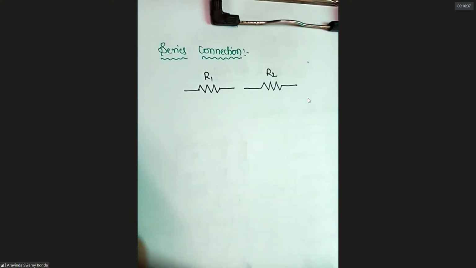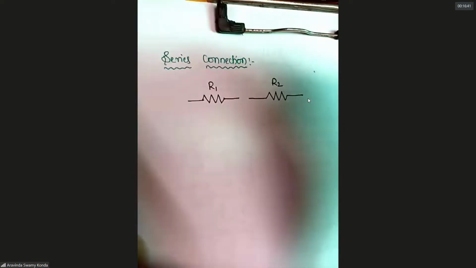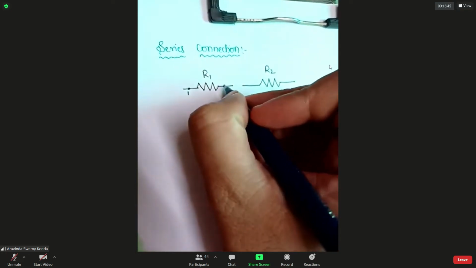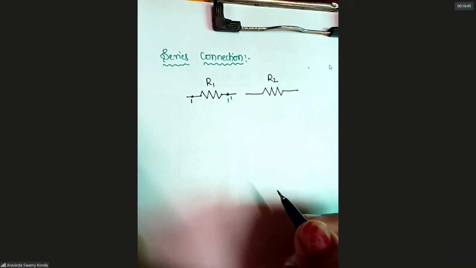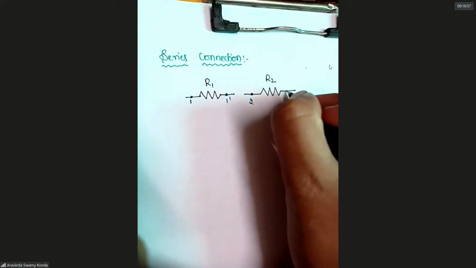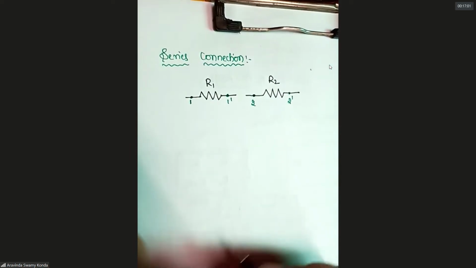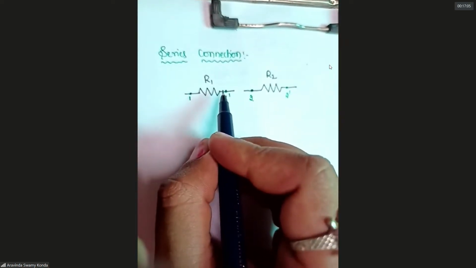Each and every resistor has two terminals. This is the first terminal and this is the second terminal of the first resistor, which we will indicate with 1 and 1 dash. And this is the second resistor. The first terminal is 2 and the second terminal is 2 dash.